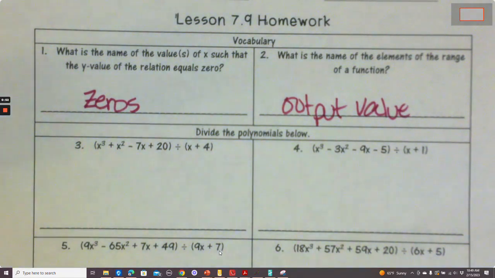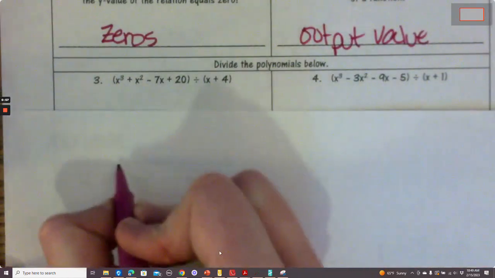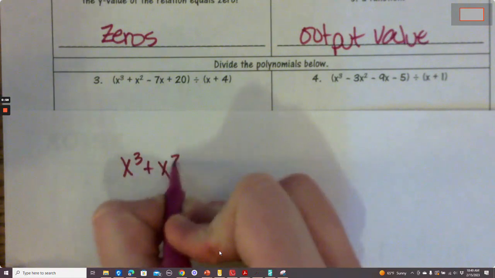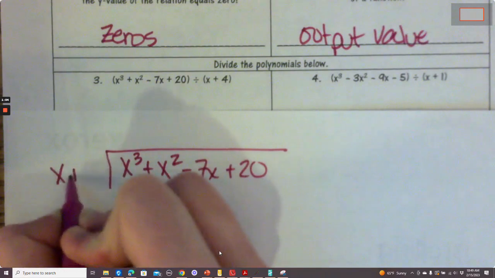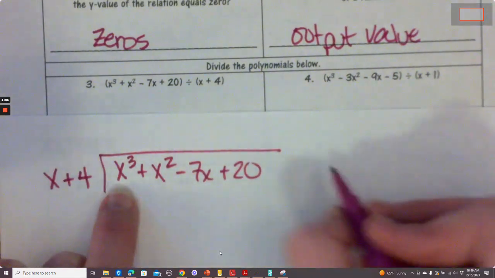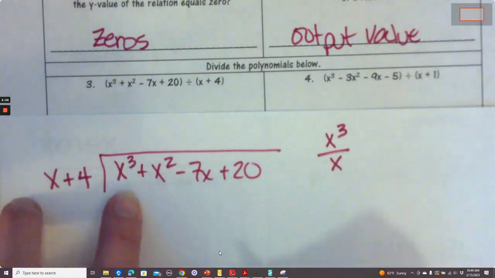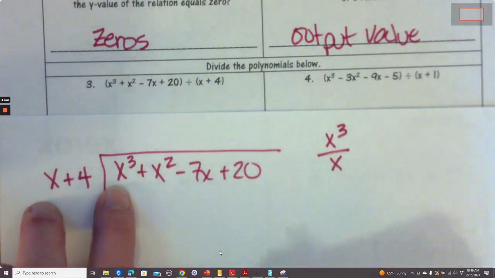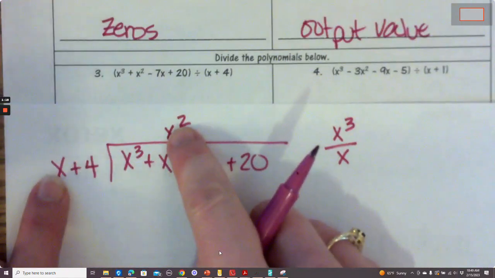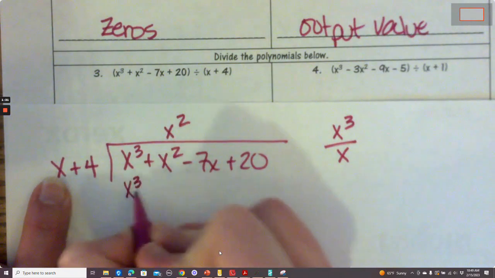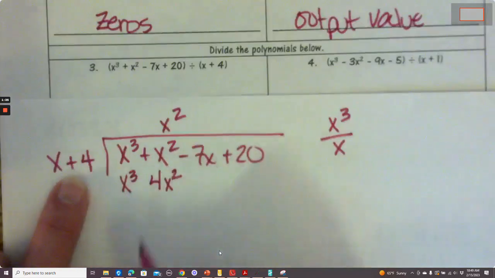All right, here we go. First thing goes in the box. Second thing goes out. So a piece at a time. We're going to do x cubed divided by x. So what's x cubed divided by x? So we stick it over the x squared. And then we're going to multiply out. X times x squared is x cubed. 4 times x squared is 4x squared.